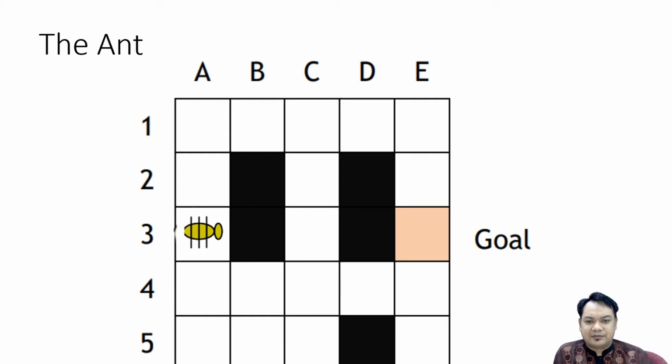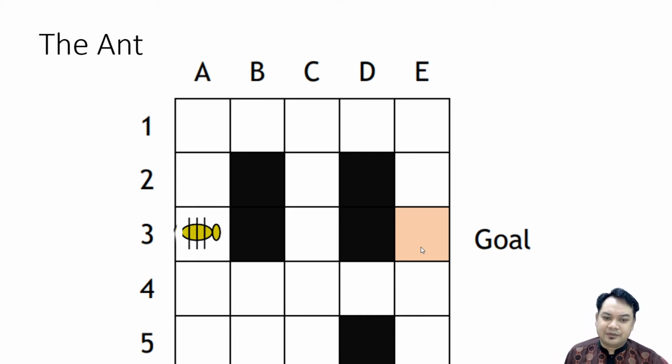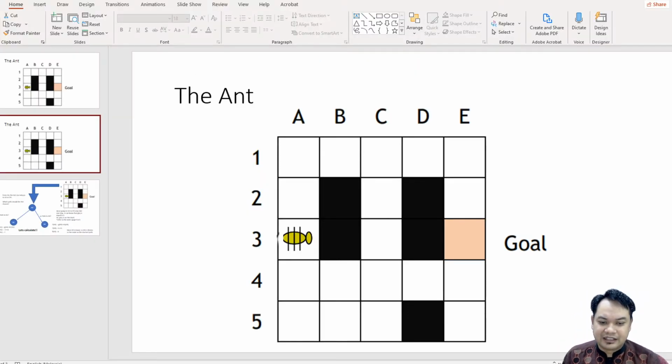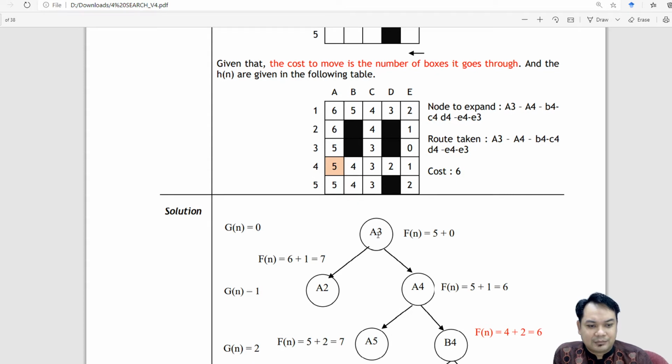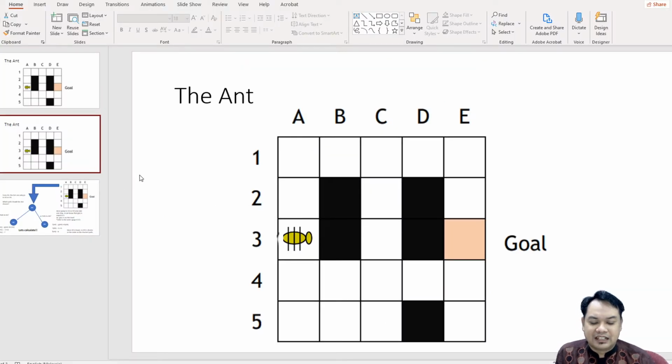So the cost to travel to A2 and A4 is the same. Both are 1, GN is 1. But the heuristic is different. The heuristic is the straight line distance to go, and it is given in this table. So heuristic 6 and heuristic 5. So dalam example dia tunjukkan daripada A3 boleh pergi ke A2 dan A4, tapi dia pilih A4. So kenapa? I'm here to show you the calculation.